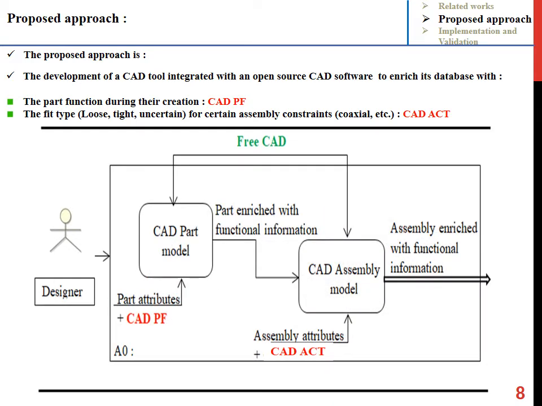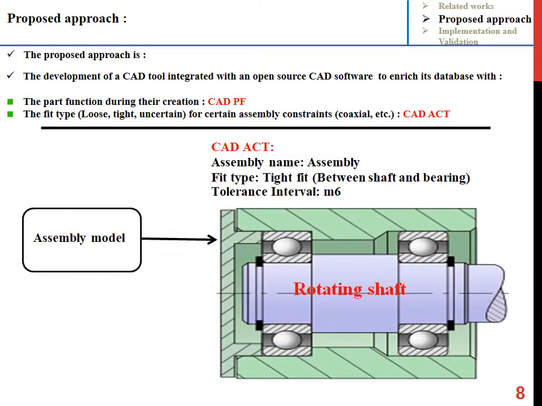Let's move to the CADACT, which will be integrated into the assembly model to give an assembly enriched with functional information. For example, in this assembly there are three parts, a hub, a shaft, and a bearing. We suppose that it is a rotating shaft, so the bearing is mounted with a tight fit on the shaft and with a loose fit on the hub.